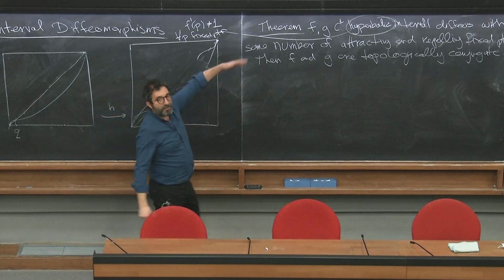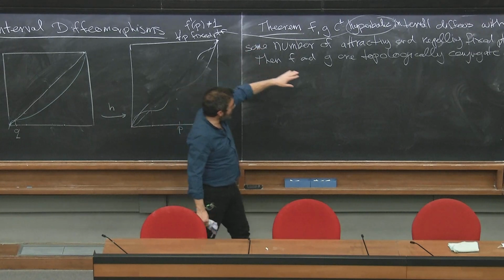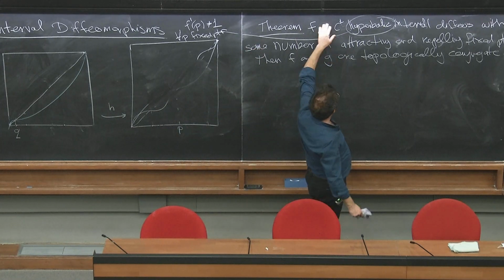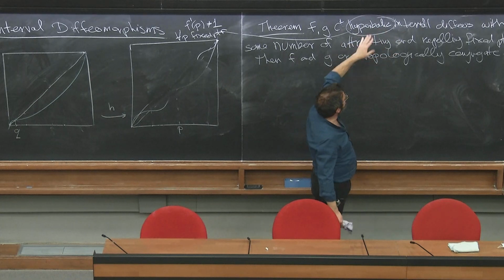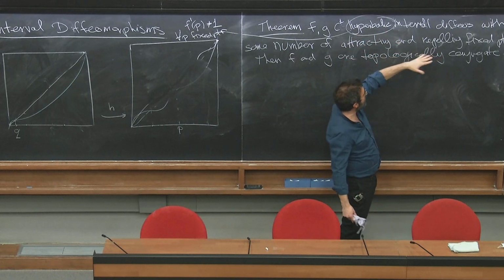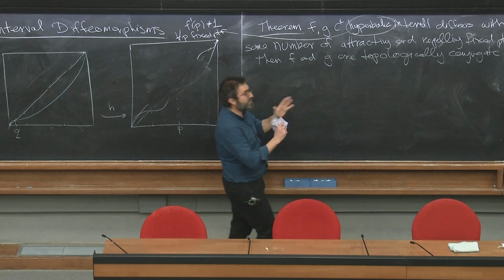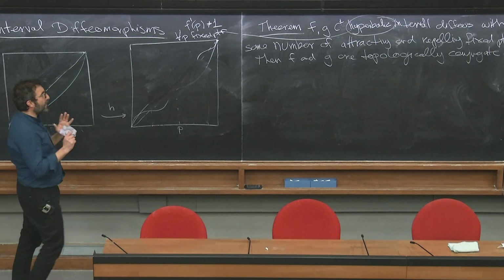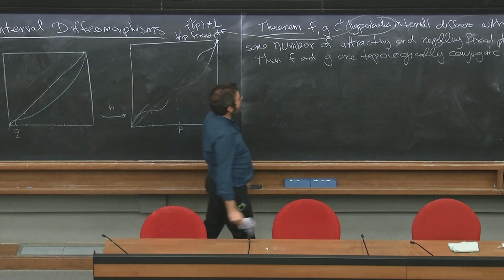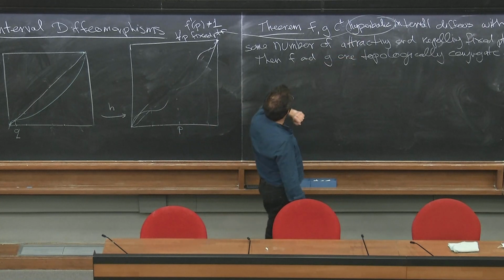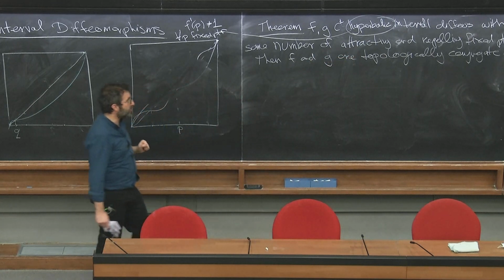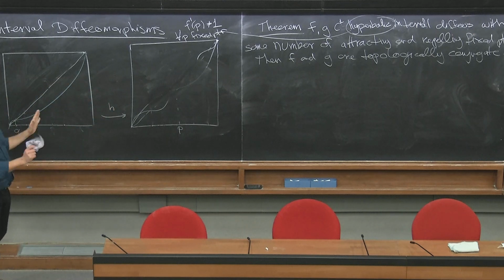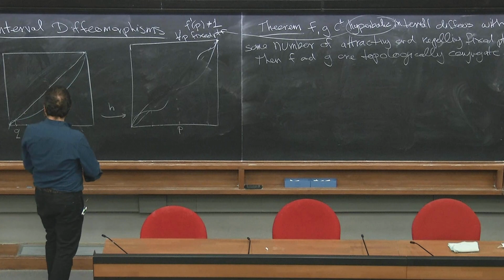In fact, this is an if and only if condition, right? Because it's clear that if f and g are topologically conjugate, and they're hyperbolic, then in any case they must have the same number of fixed points, the same number of attracting and repelling fixed points. So really, this is if and only if. This completely characterizes the conjugacy class by the number of attracting and repelling fixed points. So any two hyperbolic interval diffeomorphisms that have the same number of attracting and repelling fixed points are topologically conjugate.